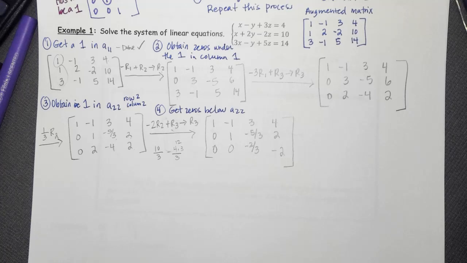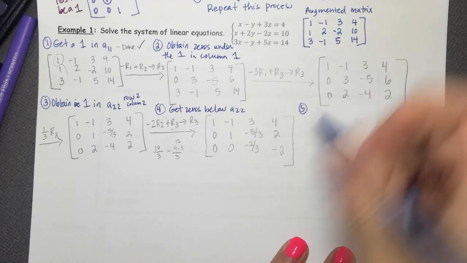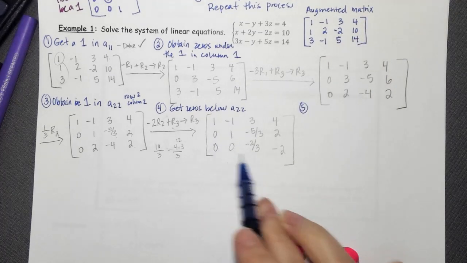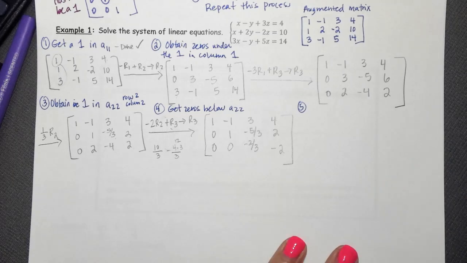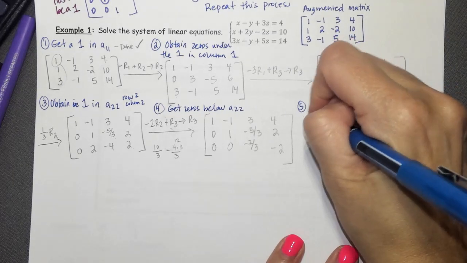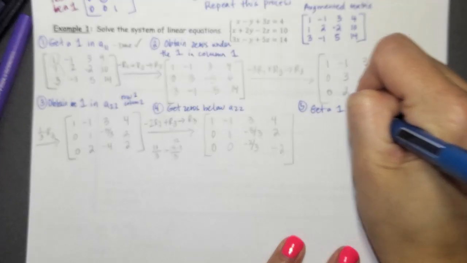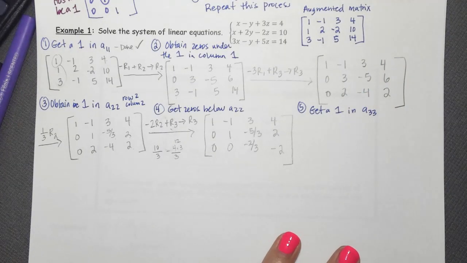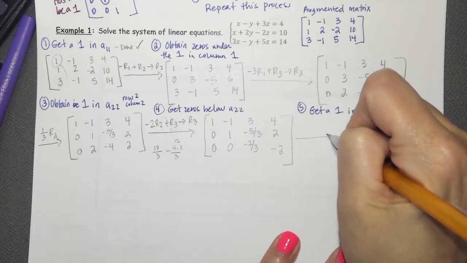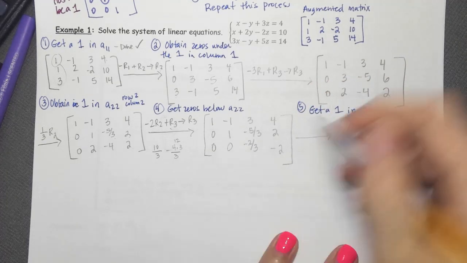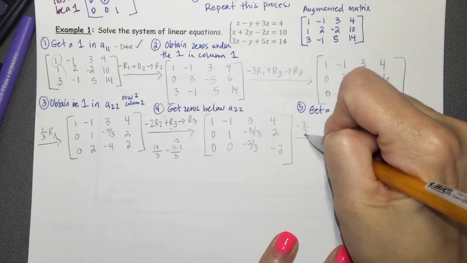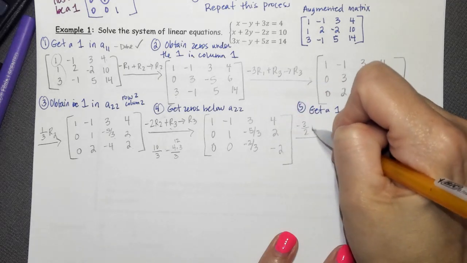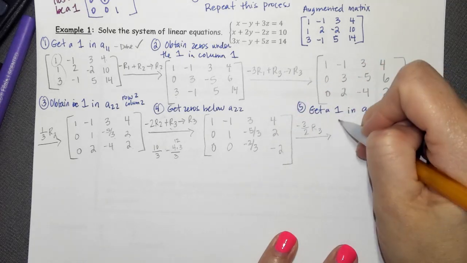Okay, so now we're going to continue the process. So I have 1, 0, 0, 1, 0. Now I need this to be a 1. So you have to get a 1 in A3,3, so third row, third column. The easiest way to do that is to multiply by the reciprocal. So the reciprocal has to be negative, so it ends up being a positive, times row 3.